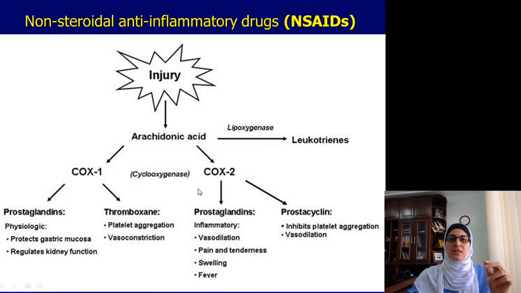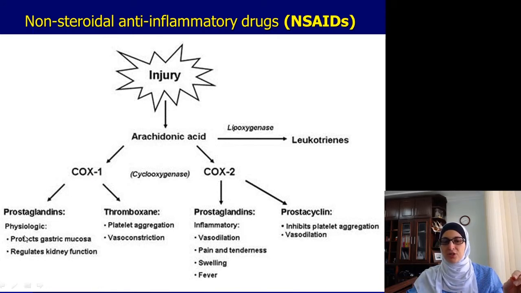So when we use NSAIDs, we are actually blocking both COX-1 and COX-2. Our aim is to reduce the inflammation. So COX-2 would be prevented and we would reduce the inflammation. This is the good part. But the bad part is we are also inhibiting the COX-1, which is useful.